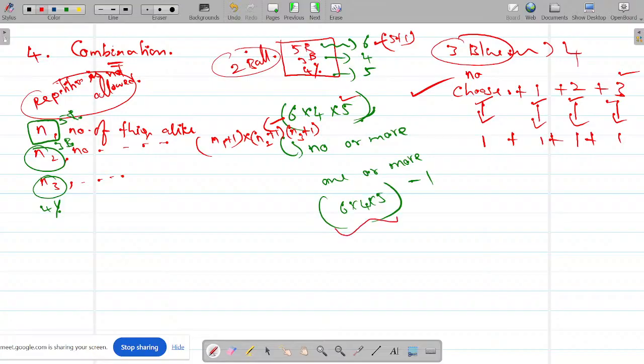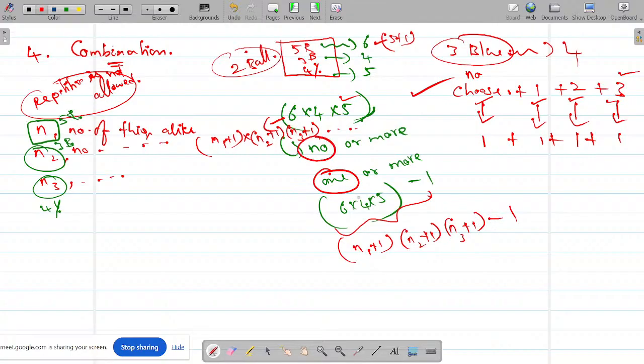So this will go on, for the number of balls given, you have to take it. Here it is n1 plus 1 into n2 plus 1 into n3 plus 1 minus 1, because it is 1 or more. If it is none or more, no subtracting of 1; for 1 or more, you have to subtract 1. See, the logic for the third and fourth standard results is the same. The only thing is, repetition is not allowed here, where in the question itself you will find repetitions. But in the earlier case, repetition is allowed by default.